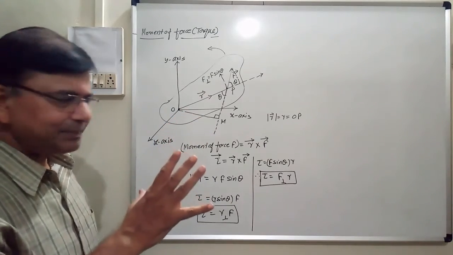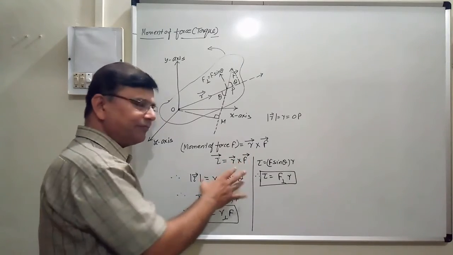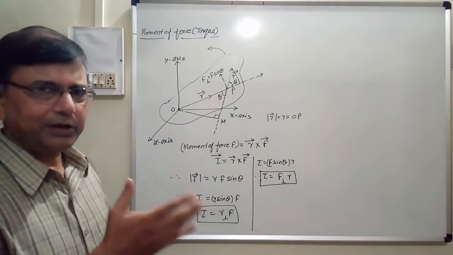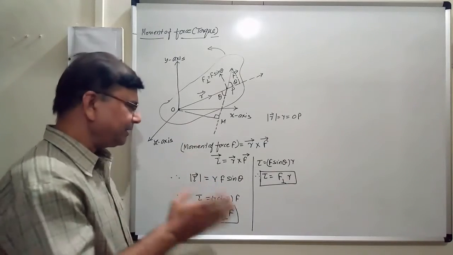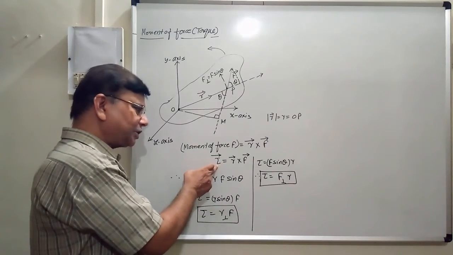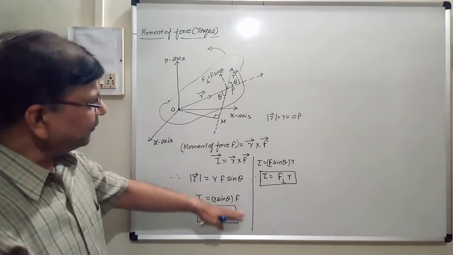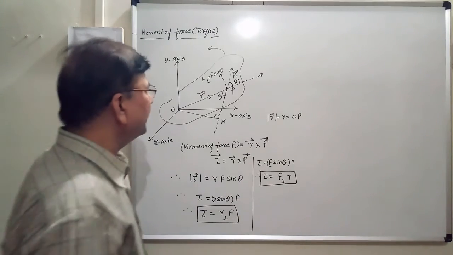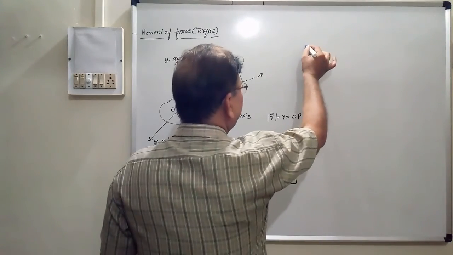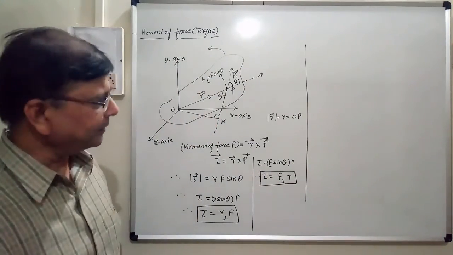So the direction concept is clear, because the direction of r cross F we have already studied. The direction of a cross b is perpendicular to both the vectors a and b. Similarly, the direction of tau will be perpendicular to r and F. So this way we have found the magnitude and direction of the moment of force. Let me take one example.